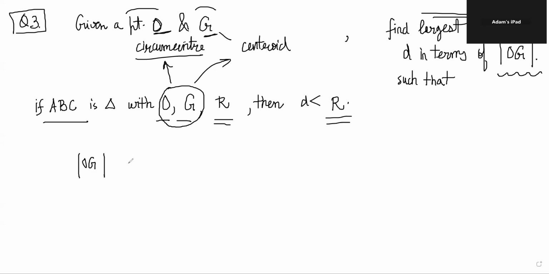Can you figure out a relationship between this and capital R for any triangle? Because then only we will compare it. We'll say that this distance should be less than R, and D can be represented in terms of OG and all, right?